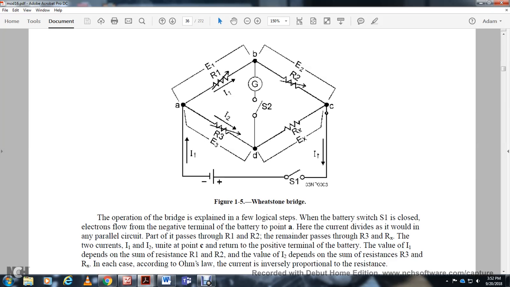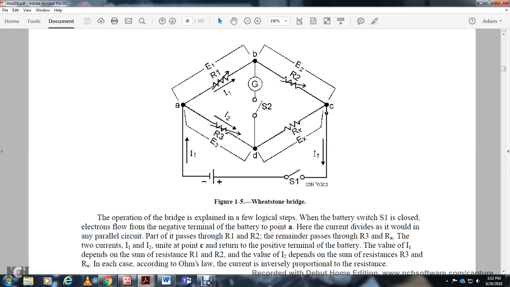This shows the Wheatstone bridge circuit: resistors 1, 2, and 3, resistor X, voltages 1, 2, 3, and 4, voltage X, ammeter, and switch 1, with the negative and positive terminals of the battery cell. The operation of the bridge is explained in a few logical steps. Switch 1 is closed, connecting the negative terminal of the battery to point A.